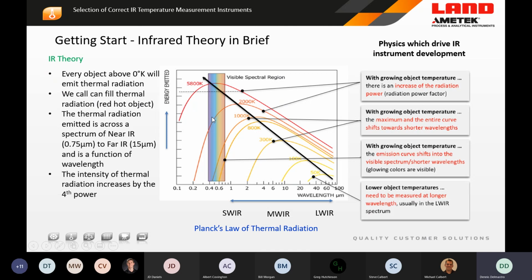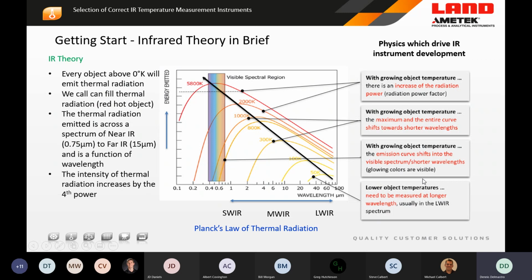Now, in the middle, as I just showed you the other graph, here is Planck's law of thermal radiation. What this is basically showing is that for an object, let's call it a black body in this case, as the temperature increases, on the x-axis we have wavelengths, on the y-axis we have the energy emitted, and you can see there's a general trend of the temperature over into the upper left-hand corner. This graph gives you an illustration of the physics that we have to contend with when we're developing instruments for IR detection.